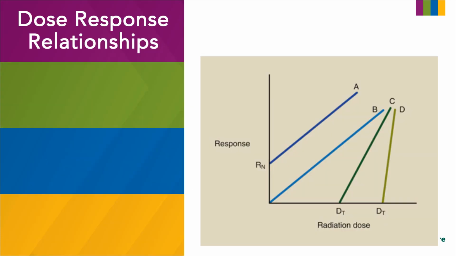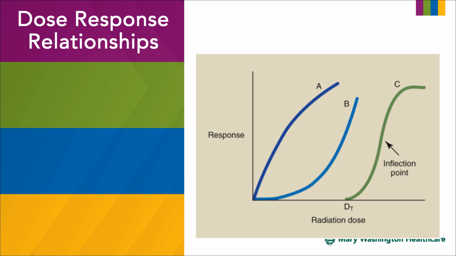So taking a look at the picture here, the RN is a natural response level. So A is a linear non-threshold dose-response relationship in which there is a natural response where there was a response already without a dose. B is a linear non-threshold because it's a straight line and it starts at 0, so it's linear non-threshold. And both C and D are both linear threshold. They are both linear responses, but they have threshold doses. So there's a certain dose before you see a response.